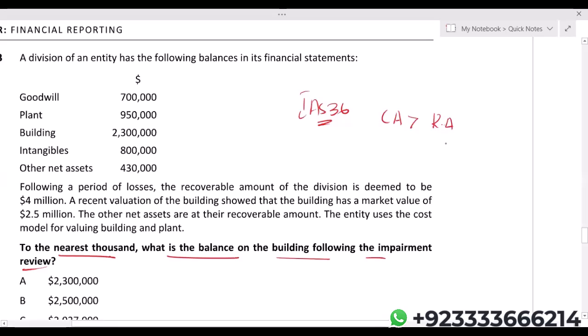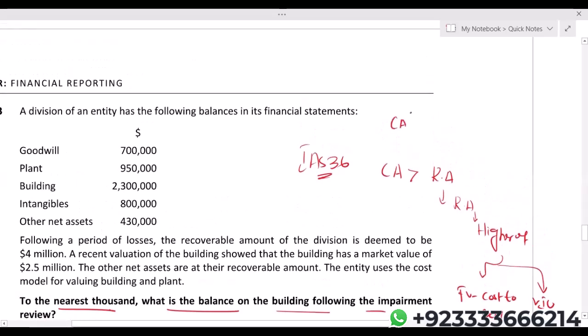Recoverable amount is the higher of fair value minus cost to sell, and the second is value in use. If an asset has a carrying amount more than the recoverable amount, then the difference is the impairment loss. If carrying amount is more and recoverable amount is less, the difference is your impairment loss.